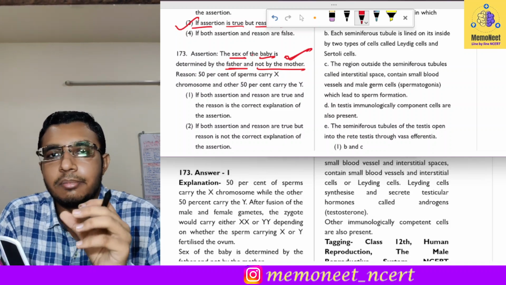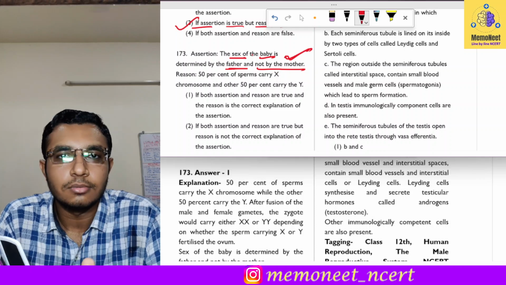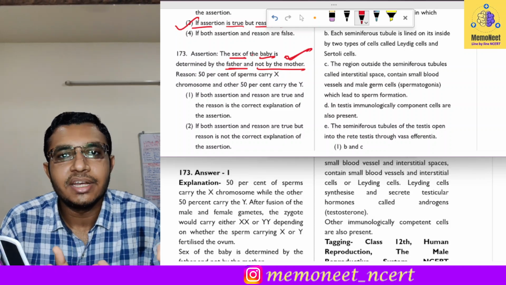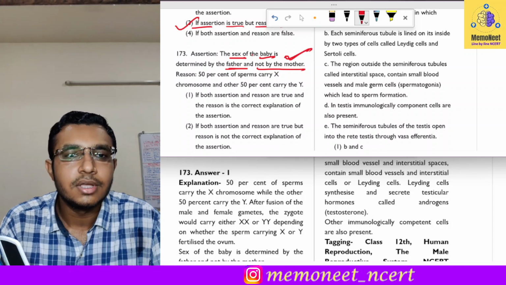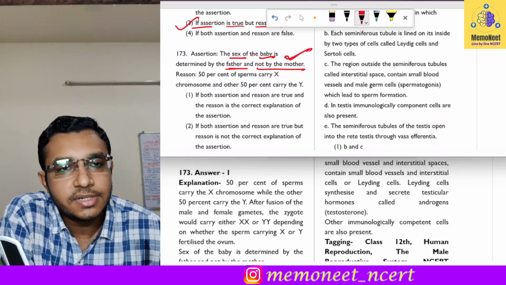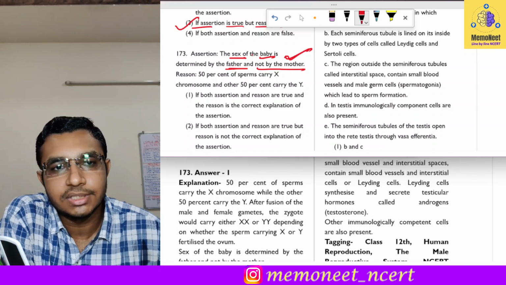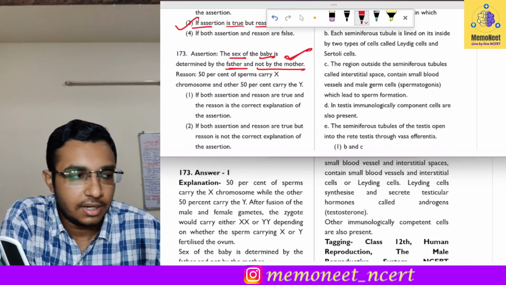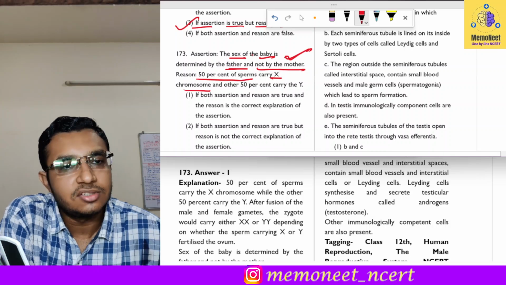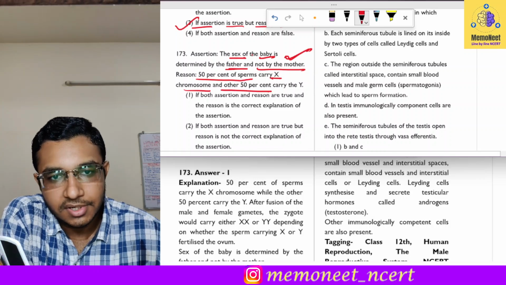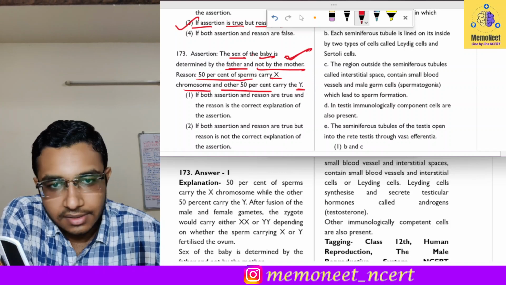And the mother's ova contains the X chromosome only. So the determining factor of the sex of the baby is present in the father. So sex of the baby is determined by the father and not by the mother, so the assertion is correct. Now the reason given over here is that 50% of the sperms carry X chromosome and the other 50% carry the Y chromosome. So yes, the reason is absolutely correct.